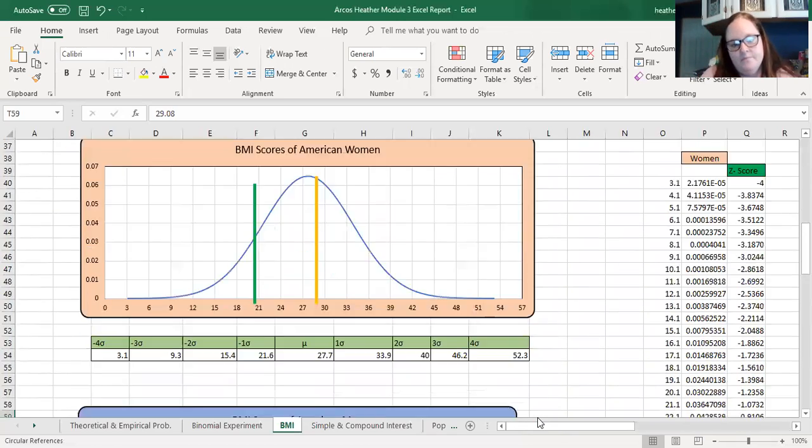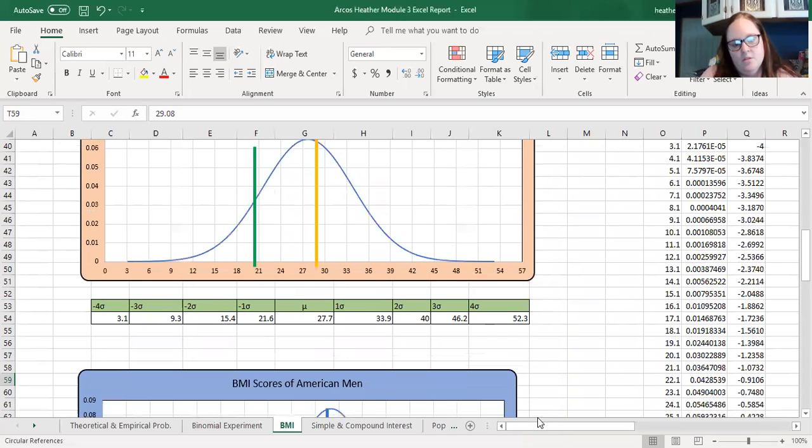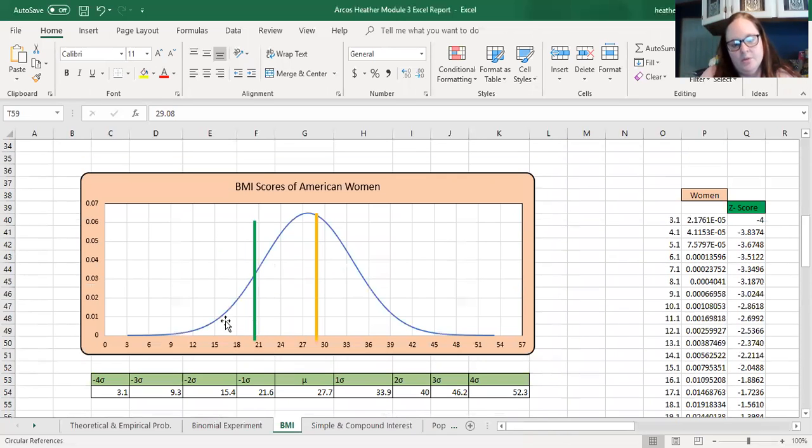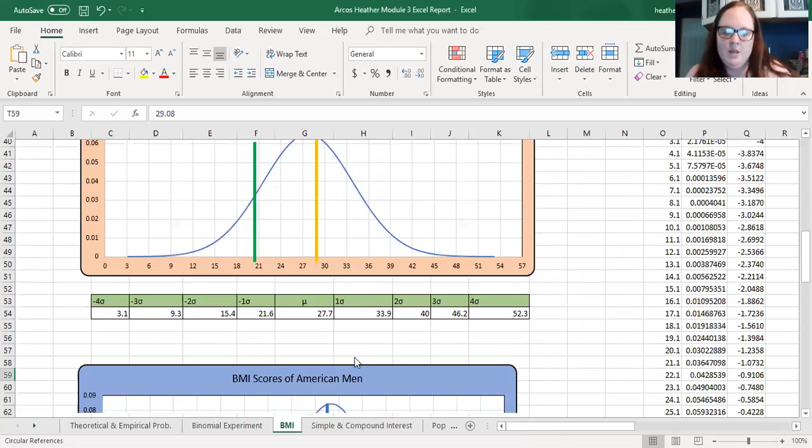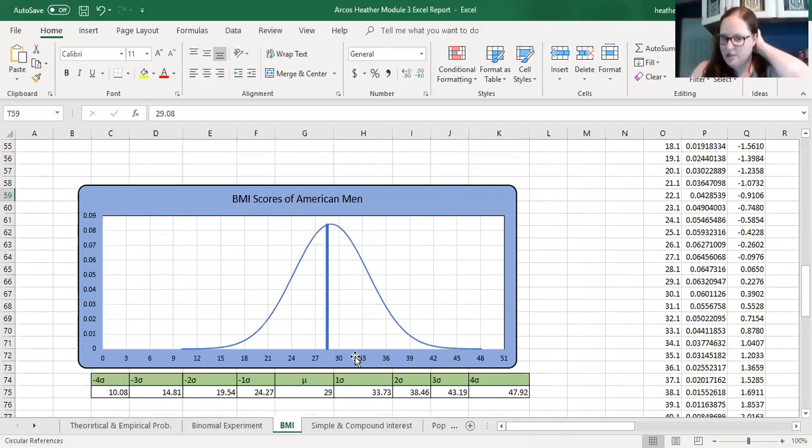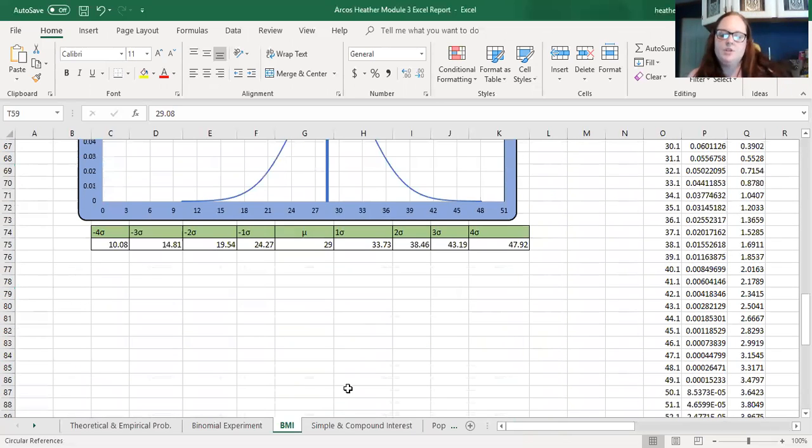So let's just look at my daughter's. It's on the low side. I'm kind of over the mean. I'm over the mean for the average. And my husband's is also over the average.